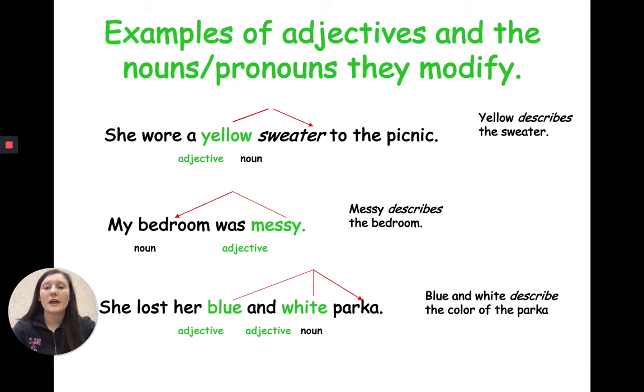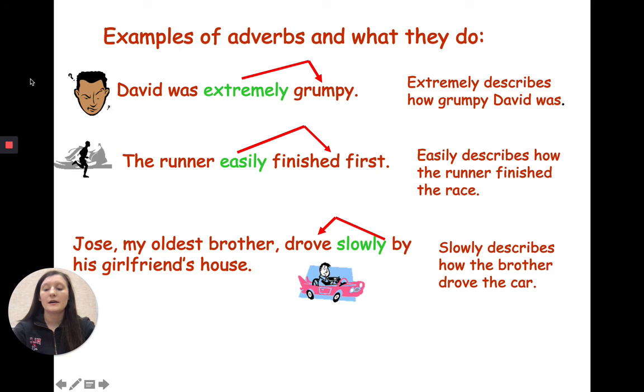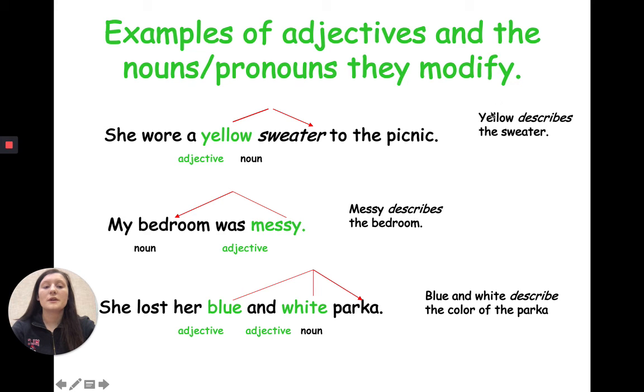So here's some examples of adjectives and the nouns or pronouns that they modify. So our first sentence is, she wore a yellow sweater to the picnic. So we see yellow is our adjective, and sweater is our noun. And so yellow is describing the sweater. So our noun is sweater, and yellow is our adjective because it describes what color our sweater is. Next, my bedroom was messy. So bedroom is our noun, so it's our place, and we are describing our bedroom as being messy. So messy describes the bedroom.